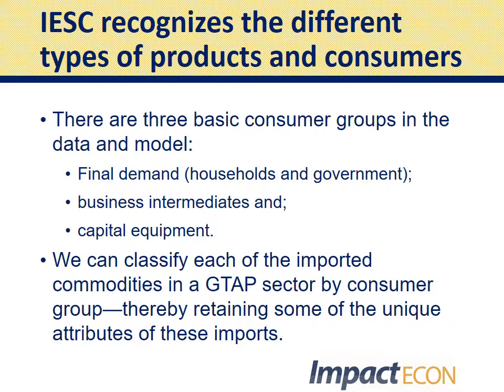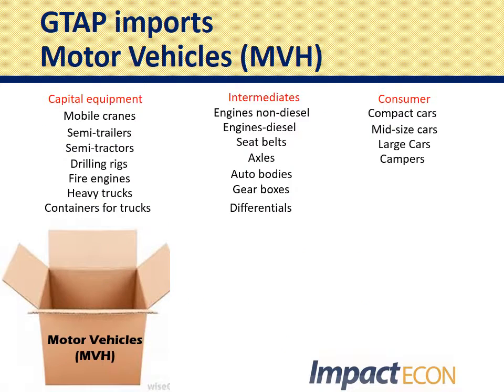If we recognize that many products can be classified based on purchasing agent, we can usefully disaggregate the GTAP commodities into three categories: final demand, which includes households and government purchases, business intermediates, and capital equipment. Let's take a look at the motor vehicles commodity in GTAP.